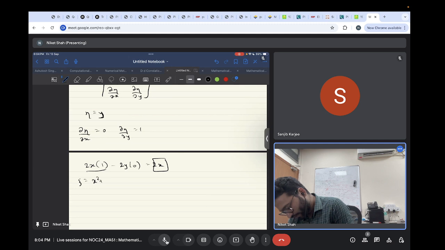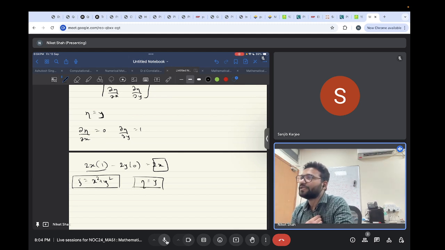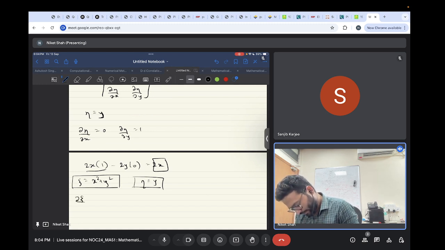ψ is equal to x square plus y square, and η is equal to y. This is the choice of ψ and η that we are using. All right, now again the same old machinery. Capital A: ∂ψ/∂x is equal to 2x, ∂ψ/∂y is equal to 2y, ∂²ψ/∂x² is equal to 2, ∂²ψ/∂y² is also equal to 2.